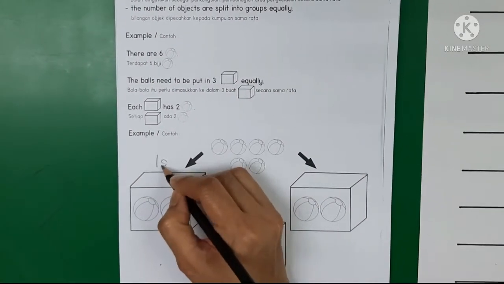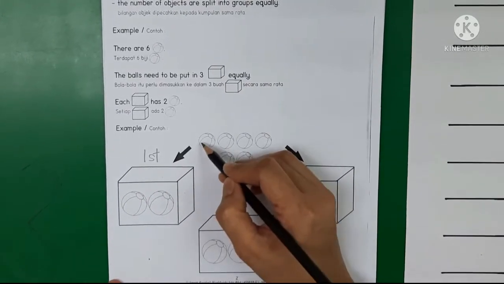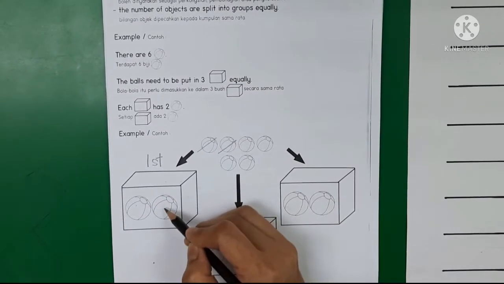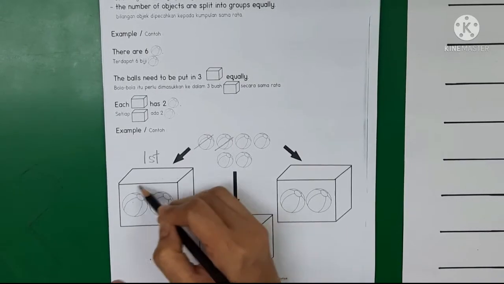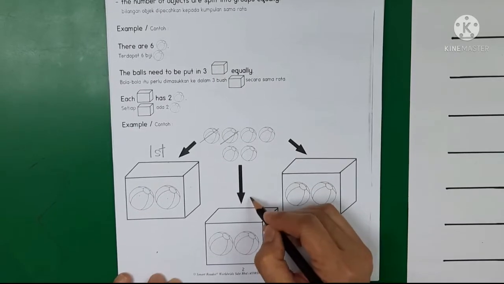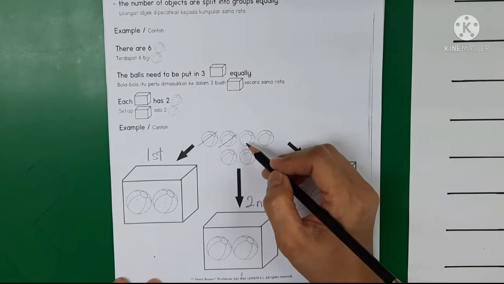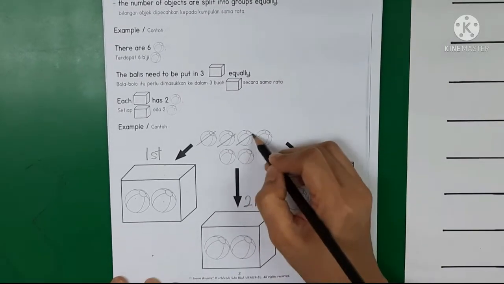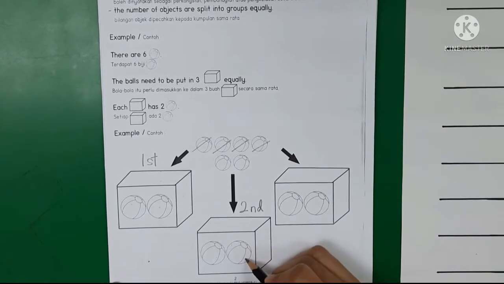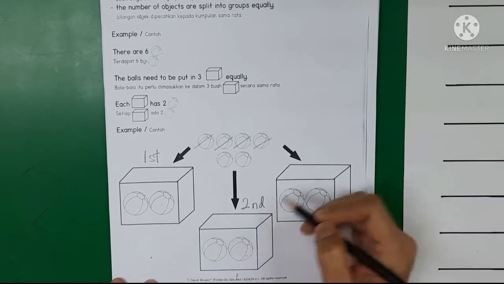First box, we will put 2 balls into it. 1, we put here, 2 here. 2 balls into the first box. This is the second box. Let's put another 2 balls into the second box. 1, the ball over here, 2, this ball over here. So another 2 balls into the second box.